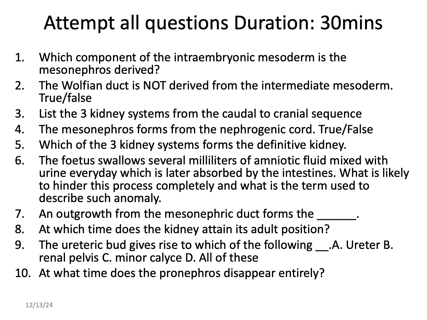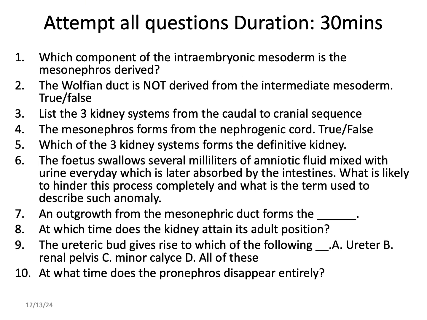Number four, the mesonephros forms from the nephrogenic cord. Is it true or false? And again, which of the three kidney systems forms the definitive kidney? You should be able to give the answer with your eyes closed.